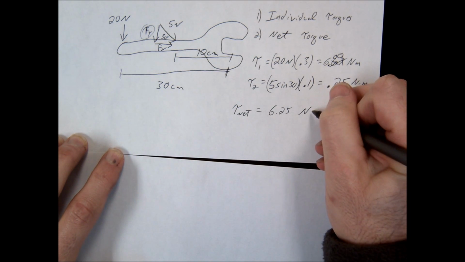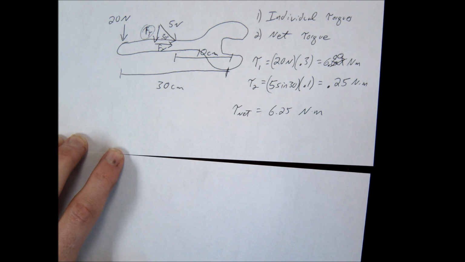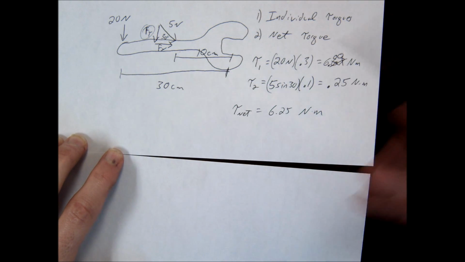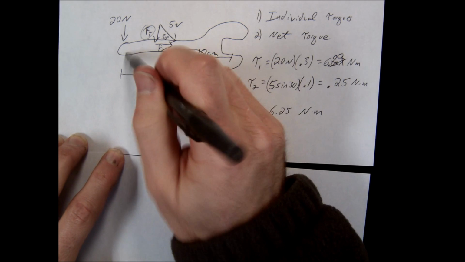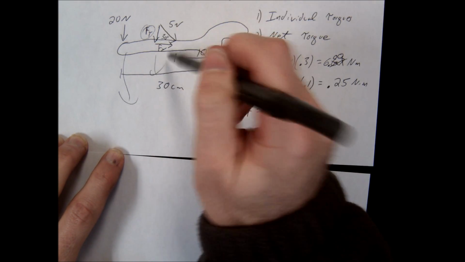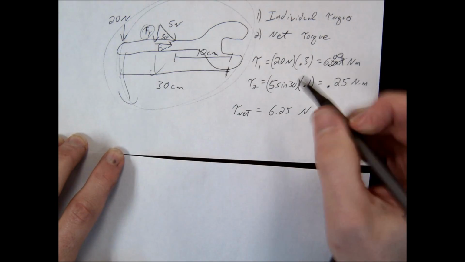6.25 Newton meters. Now it is important to specify the direction. And for torques, we usually specify direction by clockwise or counterclockwise. And so in this case, what direction is it? Counterclockwise. We're both pushing this way, so that's a counterclockwise direction.